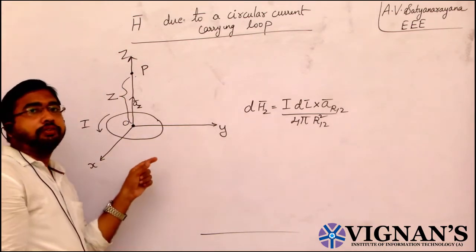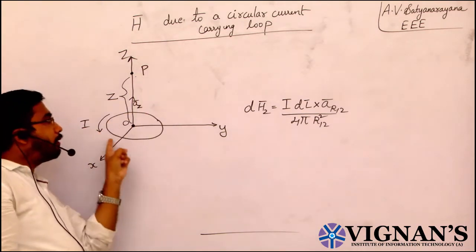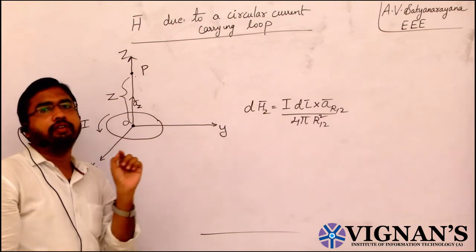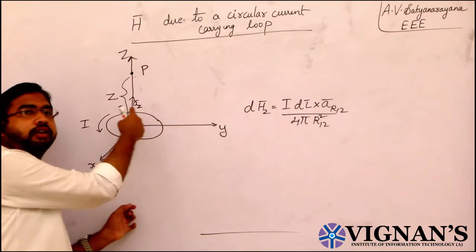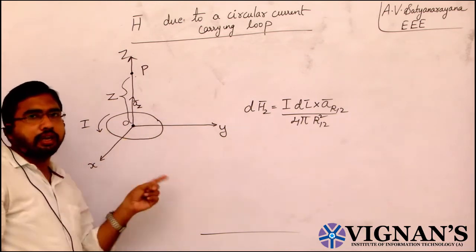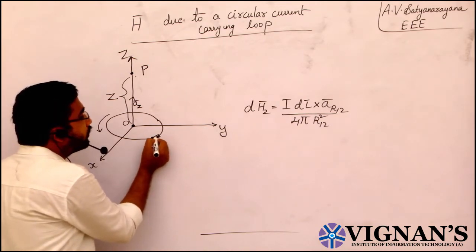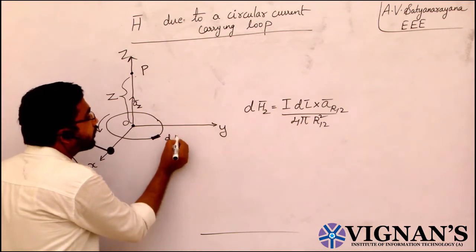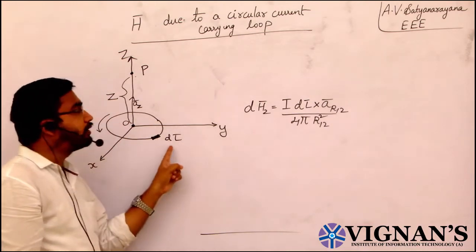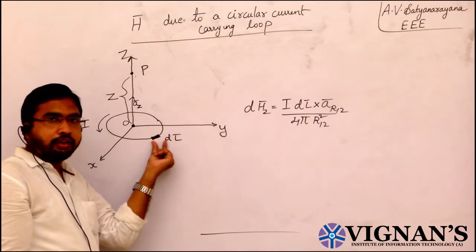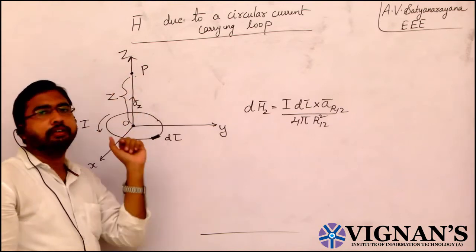Now instead of finding the complete magnetic field intensity at this point P due to the complete length of the circular current loop, I will consider only a small differential length. That means the length or circumference of this circular loop is some L. From that L I am taking only a small differential length, which is dl. Due to this dl, first I want to find the differential magnetic field intensity dH at this point P.